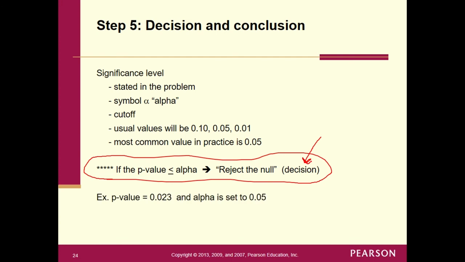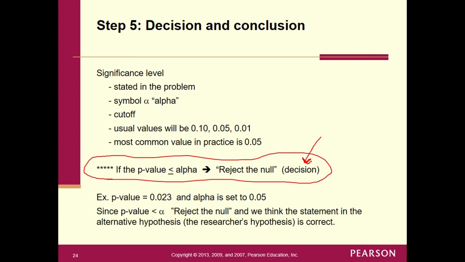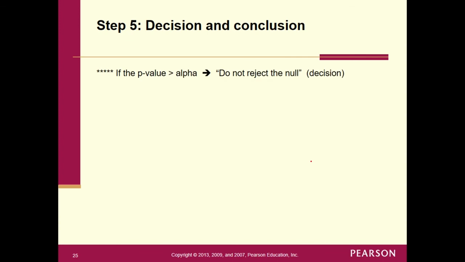So for example, if the p-value was 0.023 and alpha was set to 0.05 or 5%, I see the p-value is less than alpha, reject the null. That's small enough. What about the opposite? What about if the p-value is greater than alpha? We would say do not reject the null hypothesis. And that would be our decision.